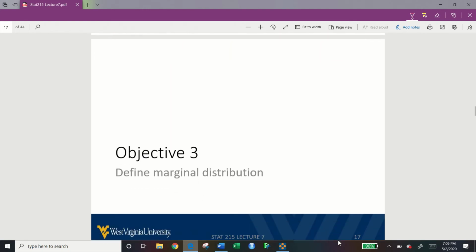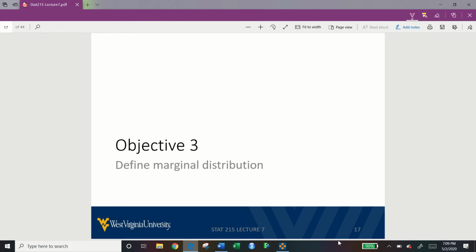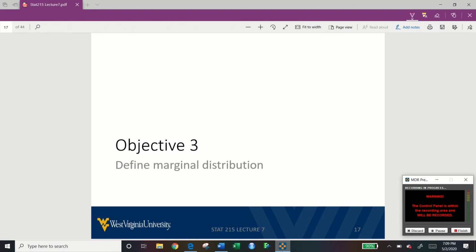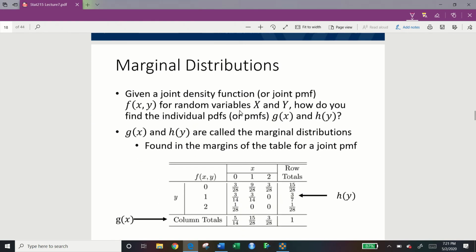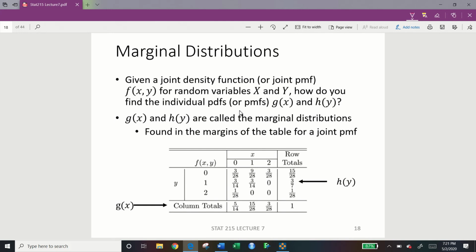Let's talk about our third objective, the marginal distribution. We're going to look at this in both the discrete and the continuous case. Marginal distributions. Given a joint density function, or joint PMF, f of x comma y, for random variables x and y, how do you find the individual PDFs, or PMFs, g of x and h of y? G of x and h of y are called the marginal distributions. We can find these in the margins of the table for our joint PMF.